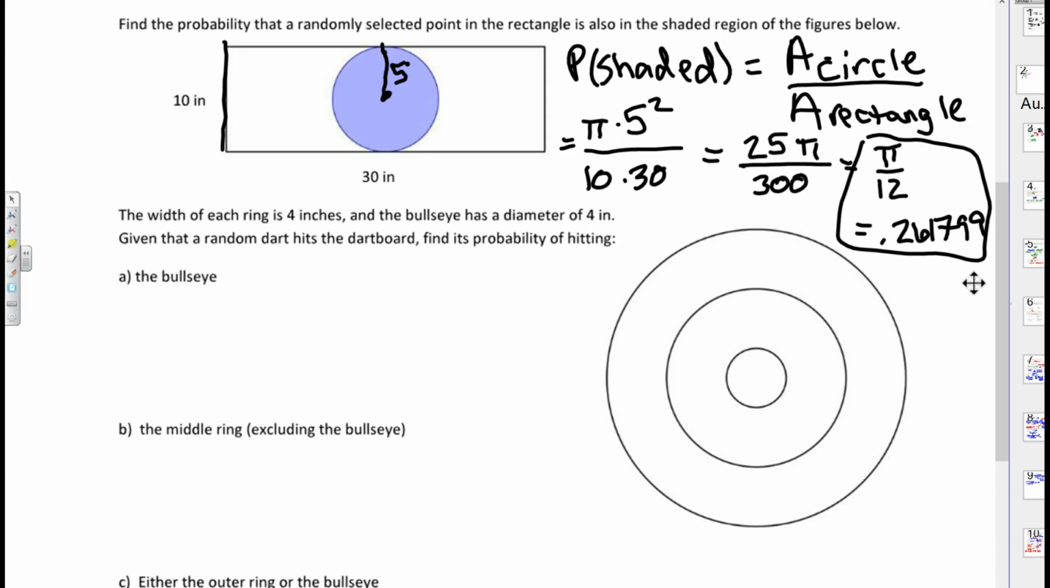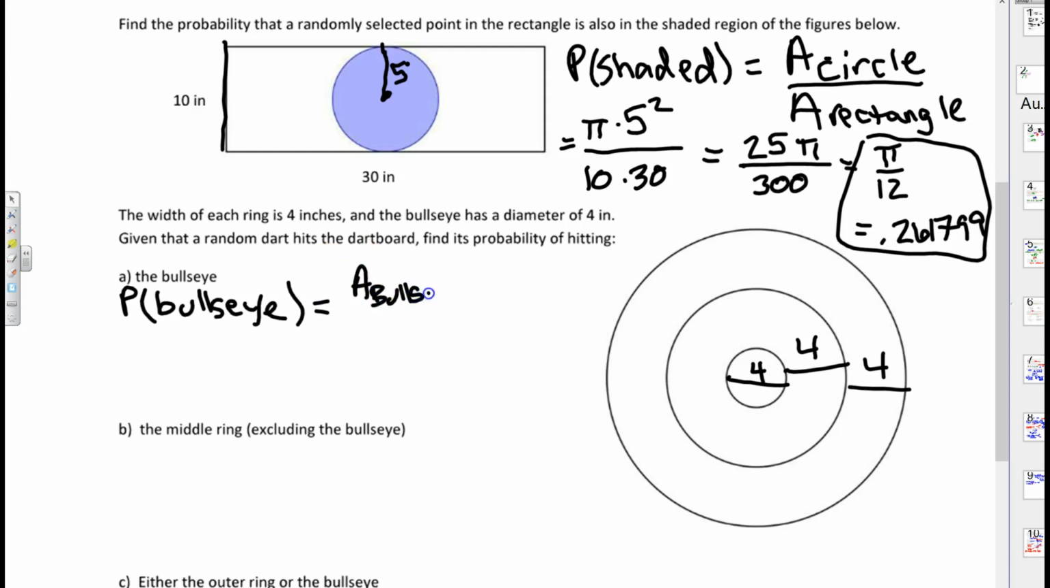The width of each ring in my dartboard here is 4 inches. That means this guy here is 4 inches, this guy here is 4 inches, and the bullseye has a diameter of 4 inches. So from here to here is also 4 inches. I want to find the probability that the dart hits the bullseye. So the probability of hitting a bullseye is the area I'm interested in, that's the area of my bullseye, divided by the area of the whole picture, the area of the total.